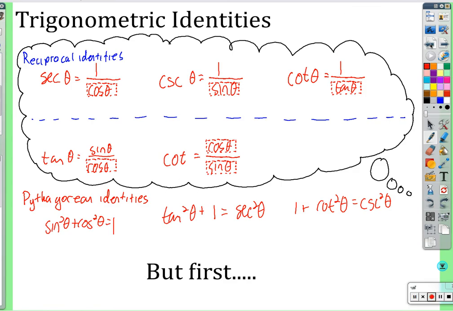It's also on the first page of 14.3. And actually there's more on the first page of 14.3. There's these things called the co-function identities and the negative angle identities. We don't even worry about those. Okay? I'm going to keep it easy. It's simple. Not easy, yes, but simpler.